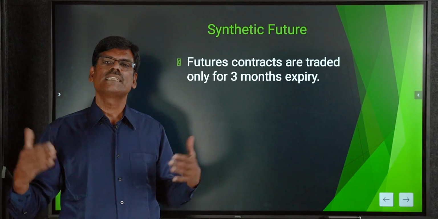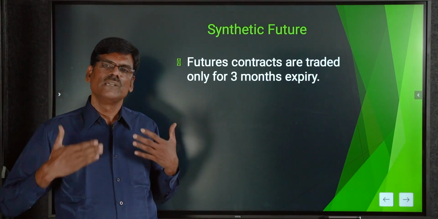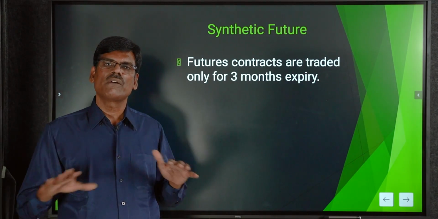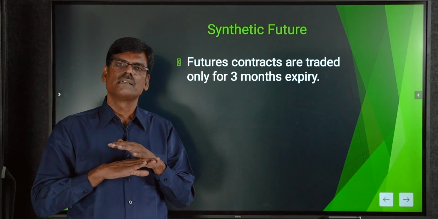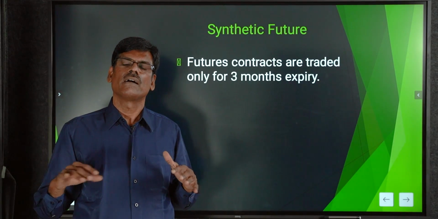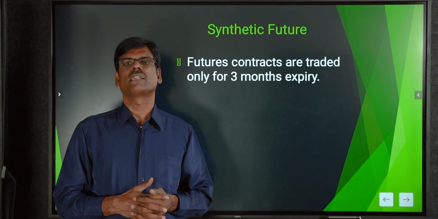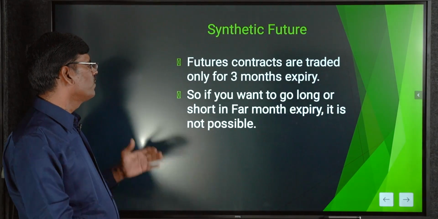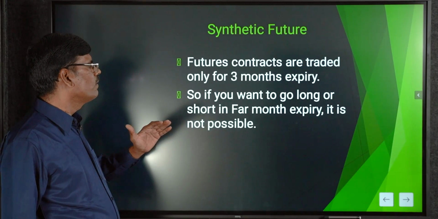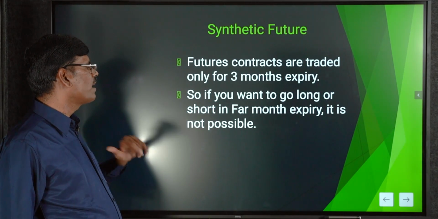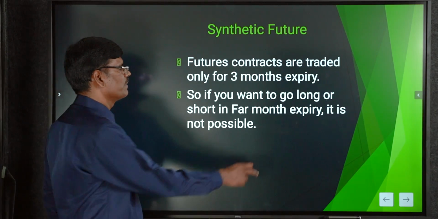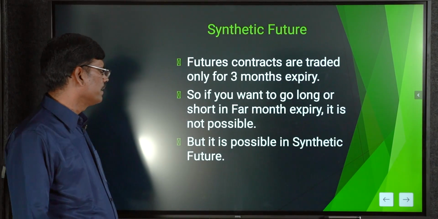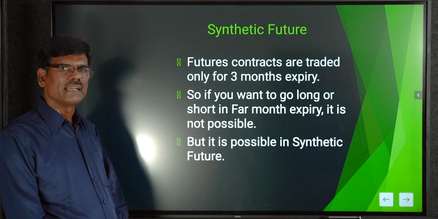So even 6 months, 7 months, 8 months ahead, you can go long or short. You don't have to worry about the MTM losses. You don't have to worry about rolling over the charges. So that is another biggest advantage. So if you want to go long or short in 4 month expiry, it is not possible, but it is possible in synthetic futures.